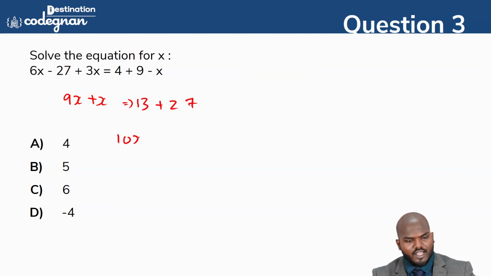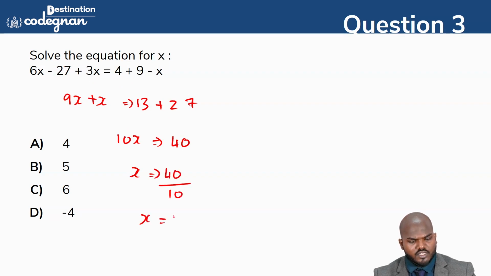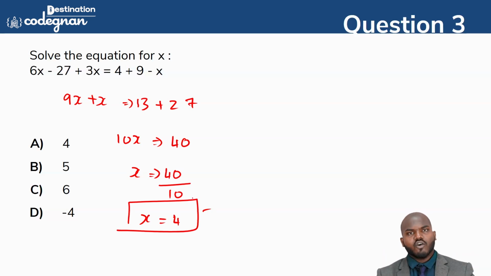This will give you 10x is equal to 40. Then you can take it up, that is 40 over 10. If you take it up, the value of x is equal to 4. We can get it. Very easy question. You just want to find out the value of x. That is the only thing.